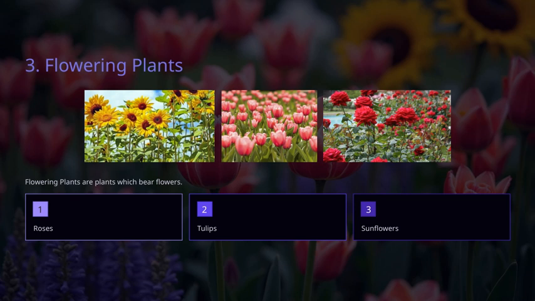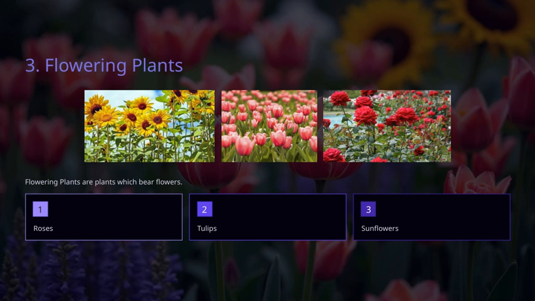Some common examples include roses, which are known for their lovely scent and vibrant colors. Then we have tulips, which are especially popular in spring and come in many different shades. And of course, sunflowers, recognized for their large, bright yellow heads that turn to follow the sun.